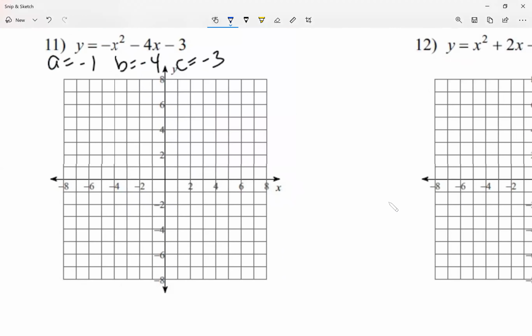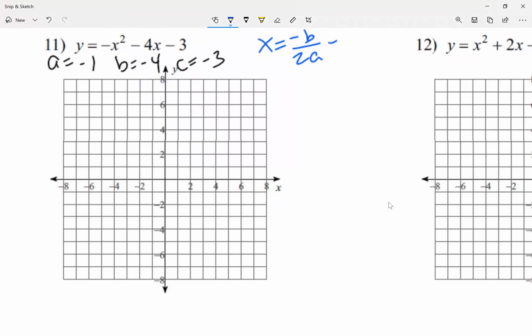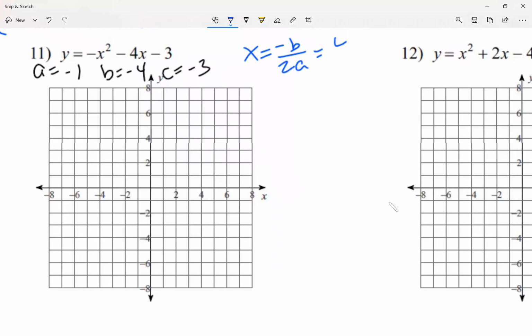Let me find the X value of my vertex. And I know it's negative B over 2 times A. So I have positive 4. Remember, see how B is negative 4, so the negative of a negative. So that's why I said positive 4 over negative 2. A is -1, so 2 times A will be -2. Now 4 divided by -2 is -2. So I know my X value.